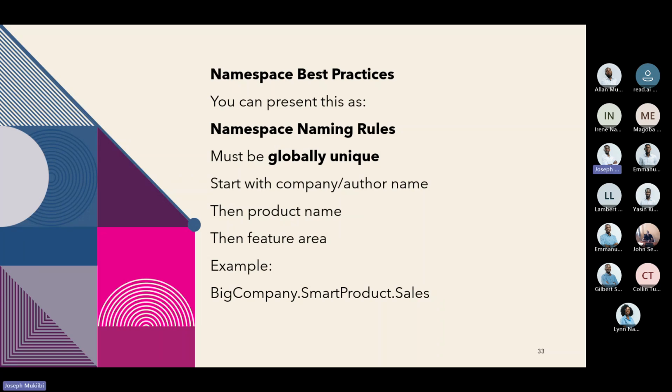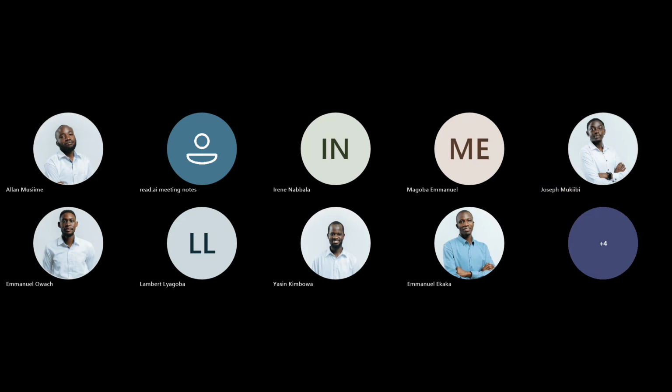Now the namespace best practices, like the naming. The namespace naming rules: it must be global and unique, starting with the company or author, then the product name, then the feature. Let me first try to get an example for you to see this. Let me stop sharing my screen, then I'll get an example.